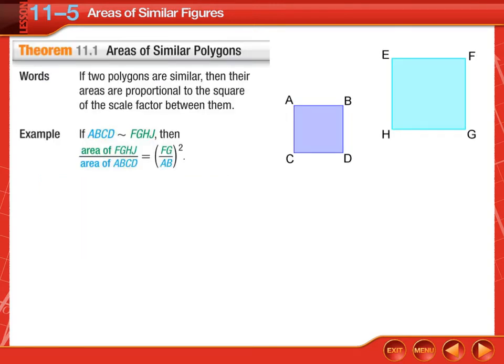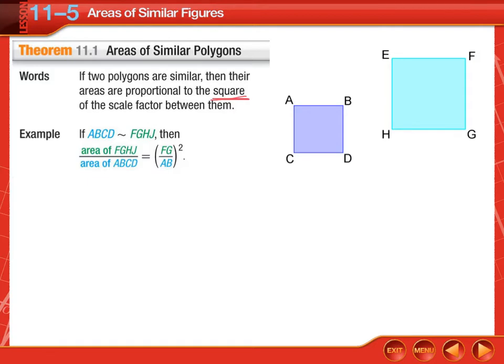Okay, let's look at a key theorem here, the area of similar polygons. The theorem states that if two polygons are similar, then the areas are proportional to the square of that scale factor. Kind of think of it this way. If you look at the area of any polygon, that will be in square units, square inches, square feet, square centimeters. So think of it as that ratio being also square to the scale factor. The easiest way to prove this would be looking at squares themselves.